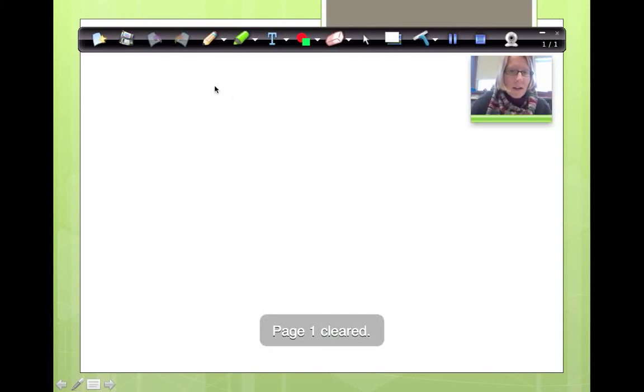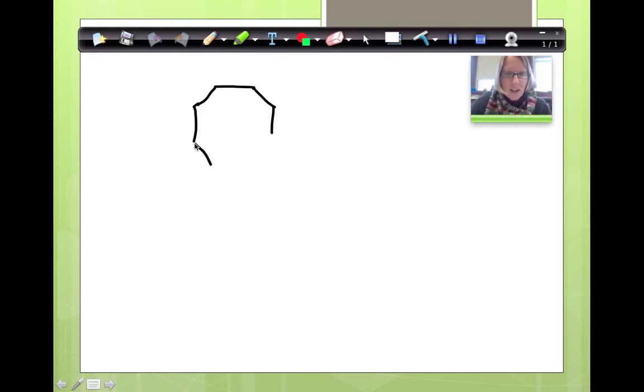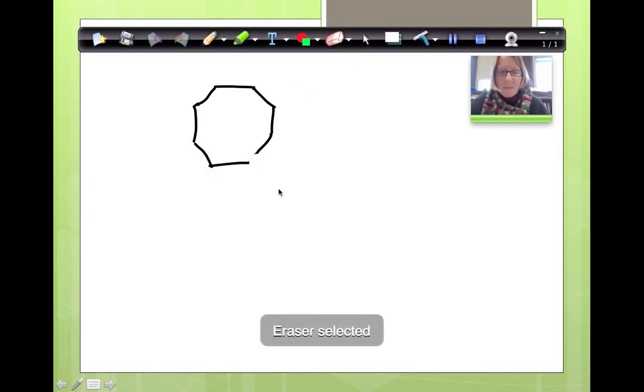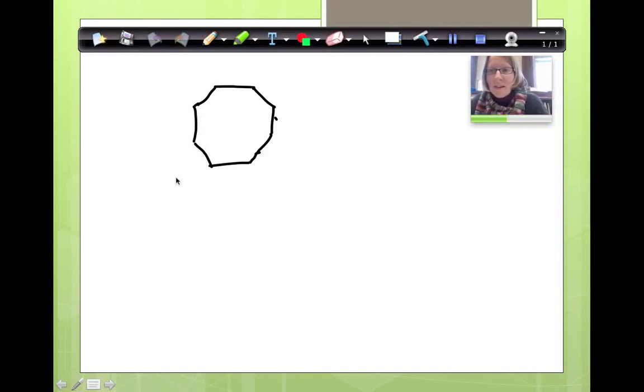Okay, start at the top. Draw like this, draw like this, draw like this, and close it. All right, what is my shape? How many sides did I make? 1, 2, 3, 4, 5, 6, 7, 8. 8 sides is an octagon. Remember that? Okay, so this is an octagon.